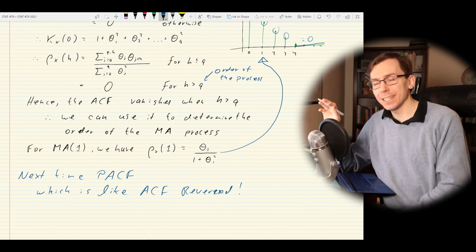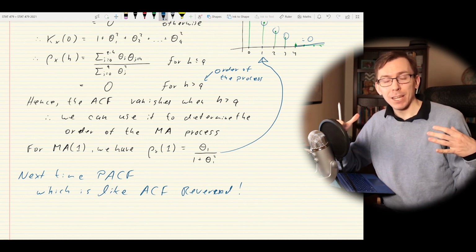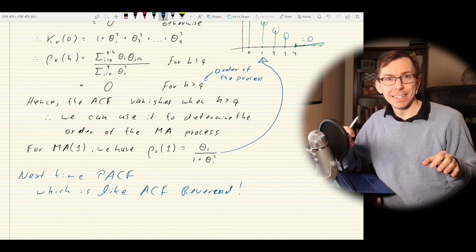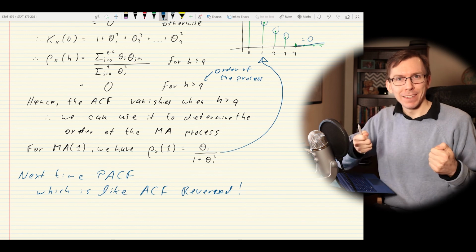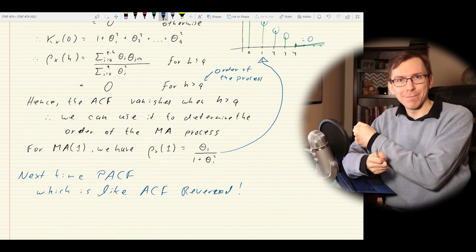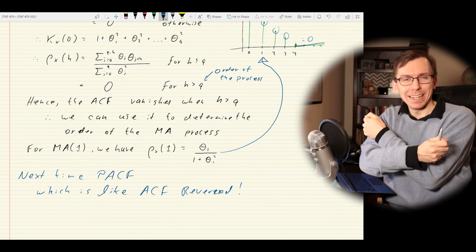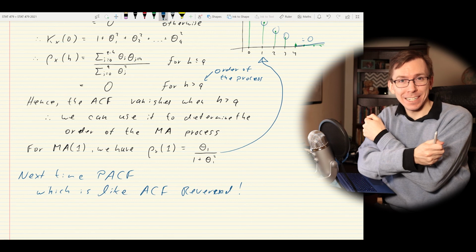And using these two tools together will give us more information, given some data, about whether we have an MA or an AR process, because they're going to look similar, but they're going to be flipped, right? The ACF will look like the PACF, and the PACF will look like the ACF, depending on what type of process we have. Now that's a little bit weird sounding out loud.